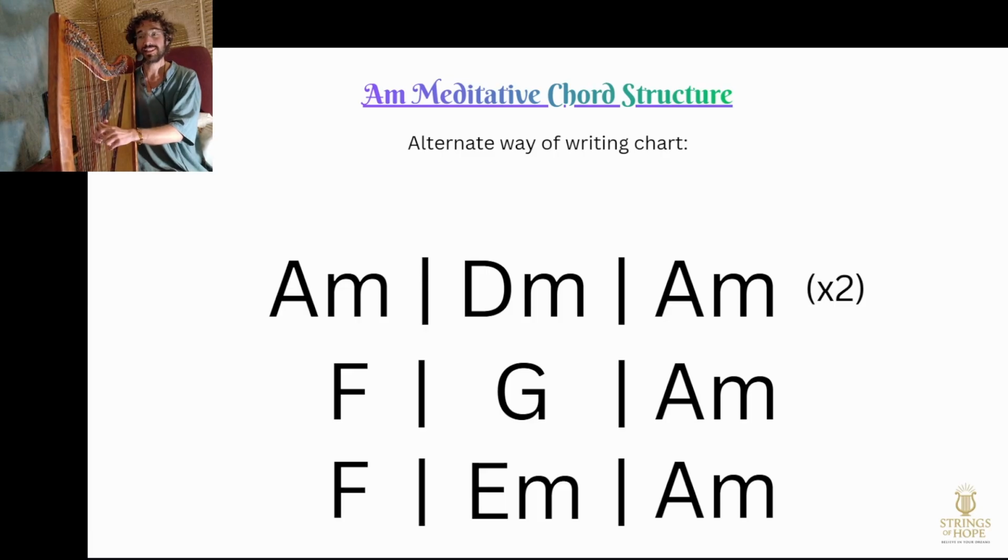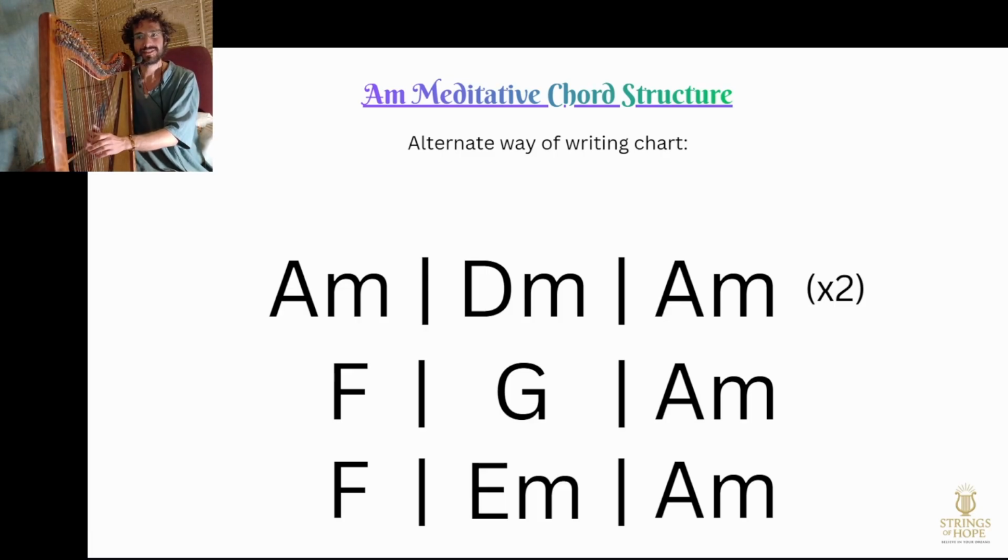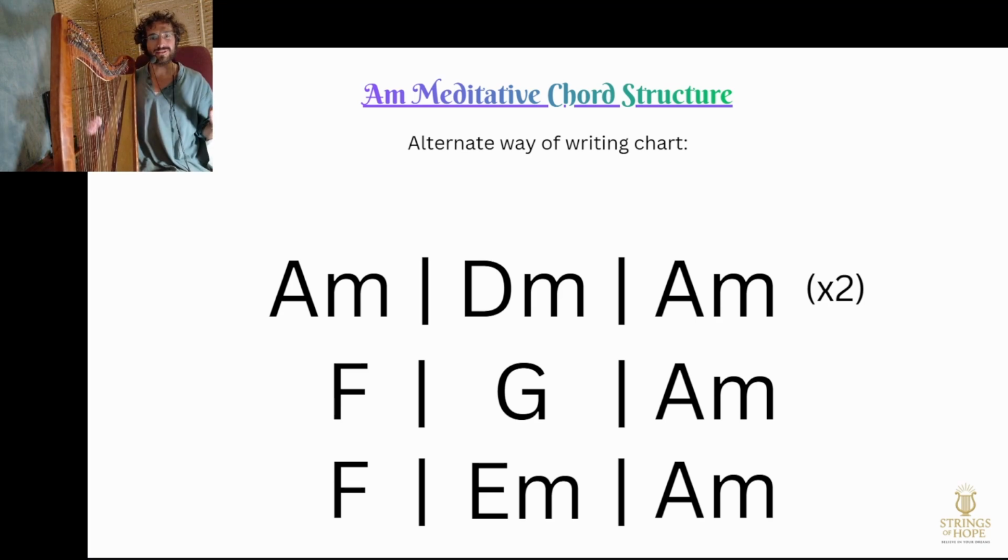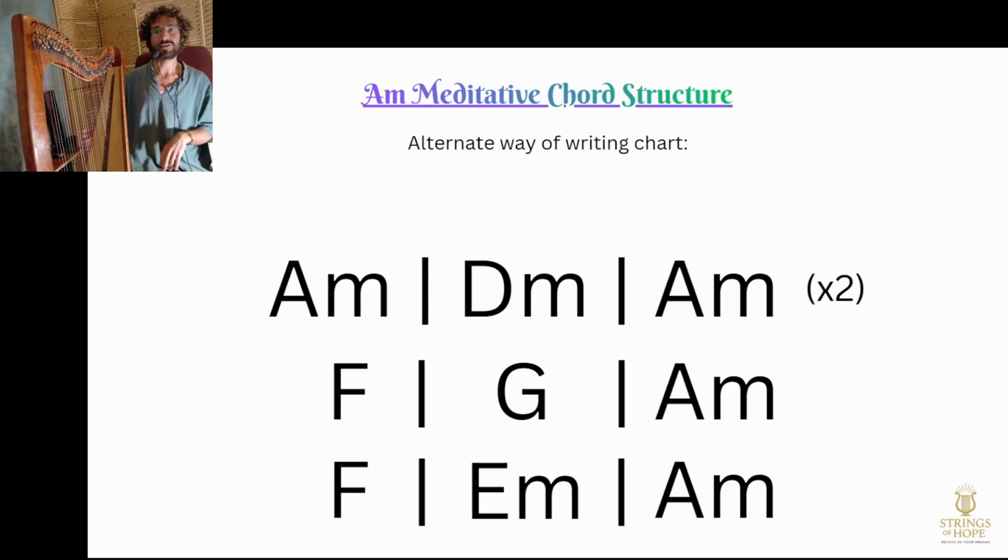C major is C, E, G. A minor is A, C, E. Right? They share the same notes. Those chords often will give very interesting relationships with each other.